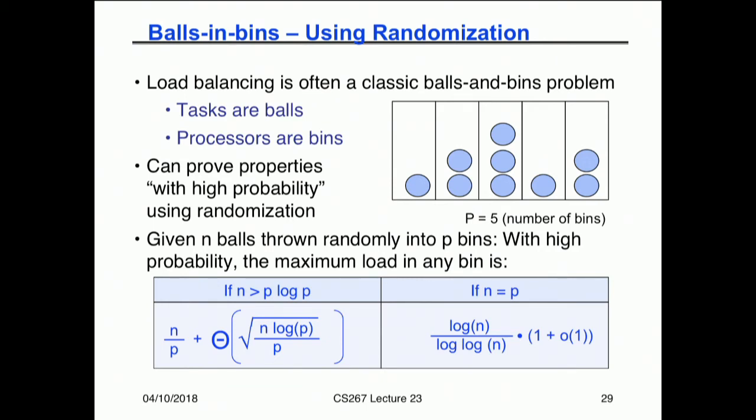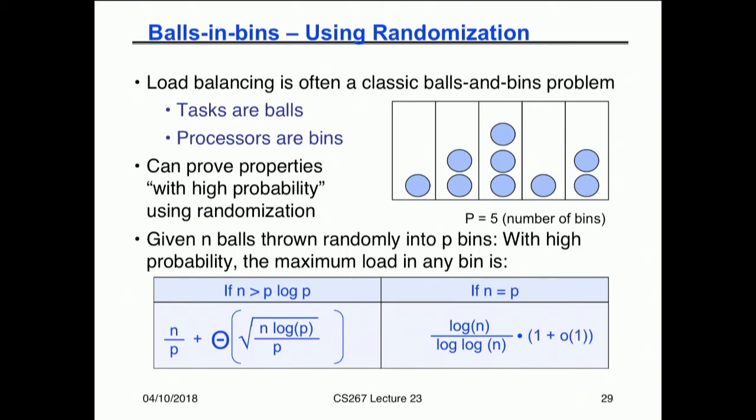In this case, the classical analysis is called balls and bins. We've got a bunch of balls. We're throwing them into bins, and we're trying to figure out how evenly they land in the bins. What's the load, if you will, of each bin in terms of the number of balls in that bin. So the tasks are the balls, and the processors are the bins.